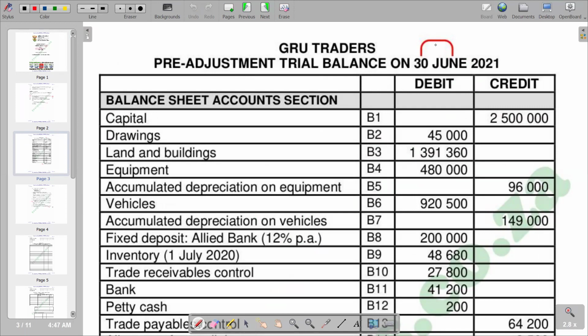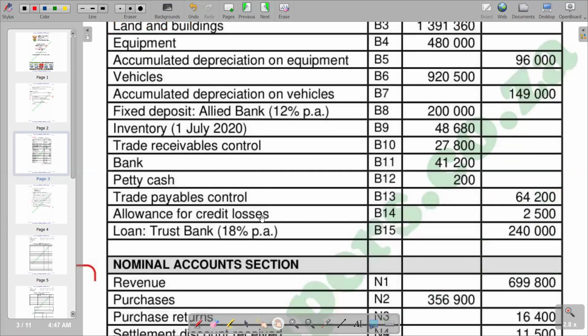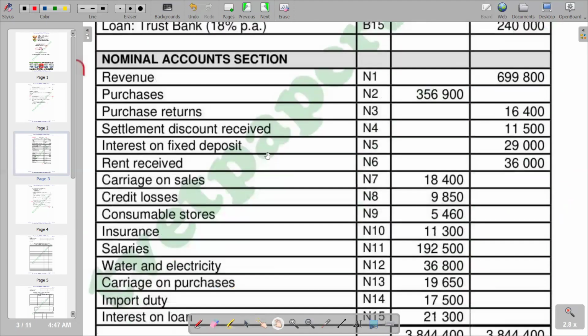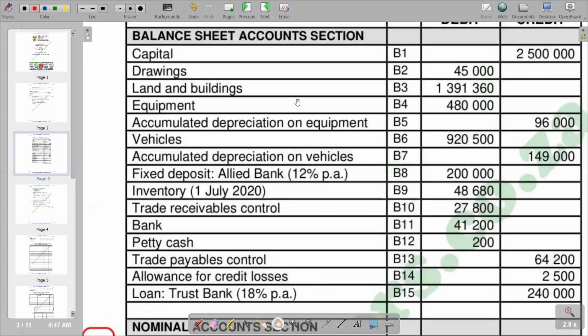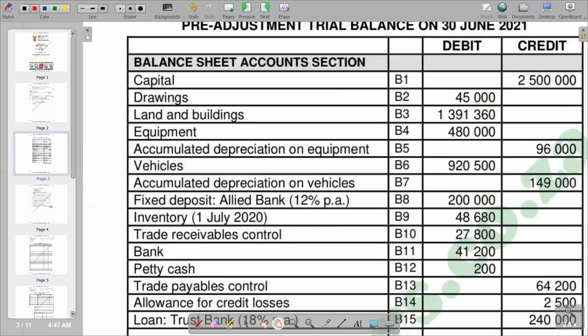The ending date is 30 June 2021, which means our financial year started the previous year, on 1 July 2020, and ends on 30 June 2021, which makes 12 months. You also need to go through the information given in the pre-adjustment trial balance before you attempt the question. This is the information given in the nominal account section and also the balance sheet account section.